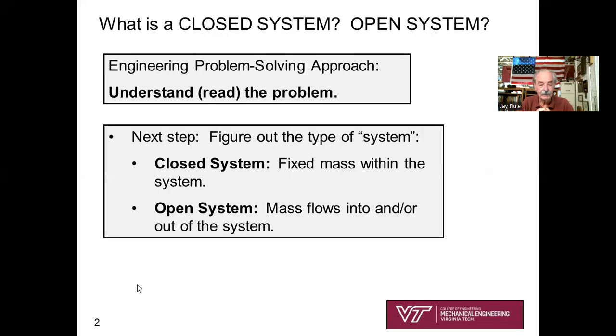A closed system is a fixed mass within the system that you describe in your sketch or in the picture that's given to you. Or an open system, where you read the problem, you detect that mass is flowing into and or out of the system that you've sketched or drawn. It's as simple as that. Closed system, fixed mass. Open system, mass is flowing either in or out or both.